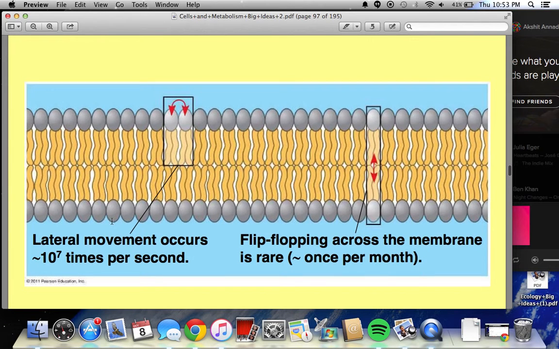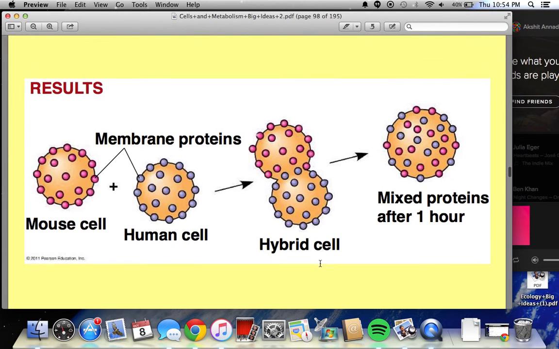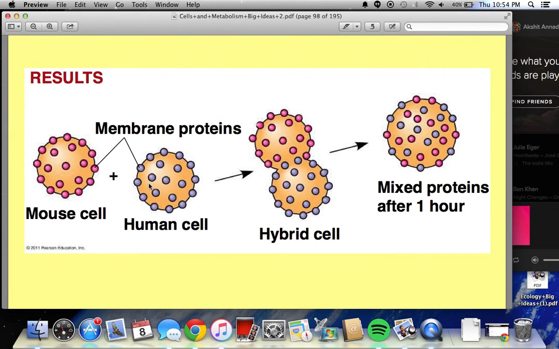And again, like I said, the phospholipids are mosaic, which means that they can move around. Usually, they just move side to side and slide against each other, and sometimes they flip flop, but it's really, really rare. Out of all your cells, it happens once a month. Let's be real.